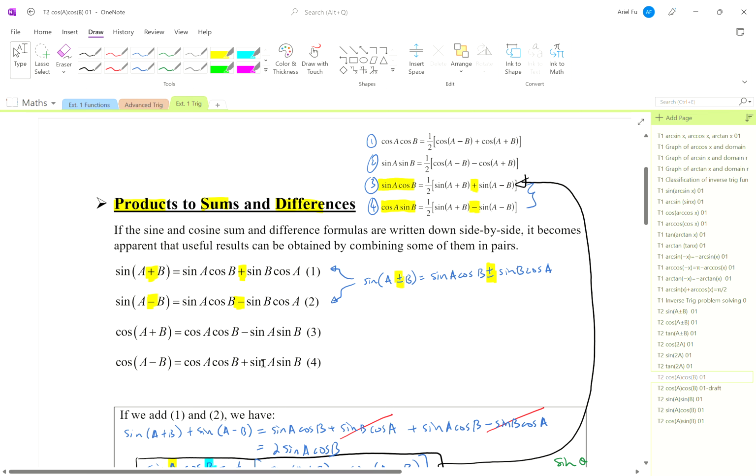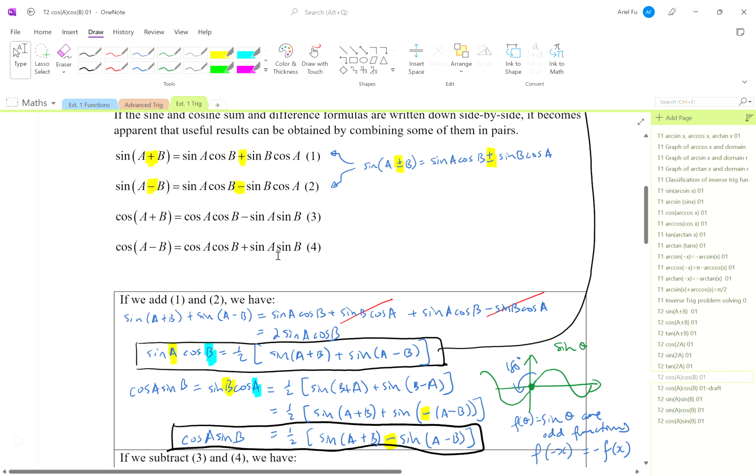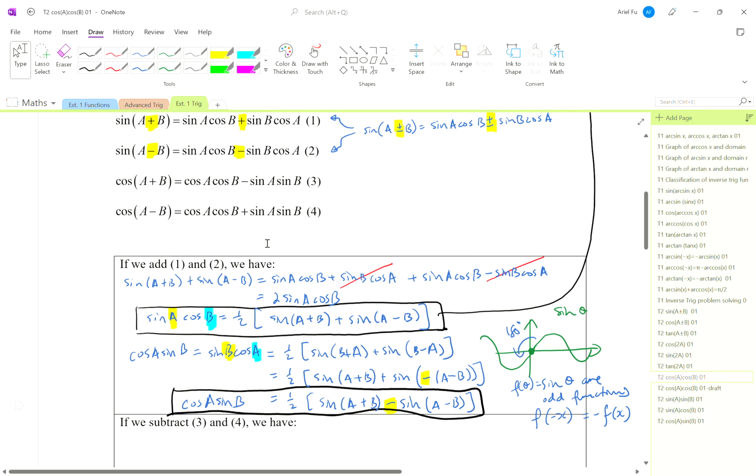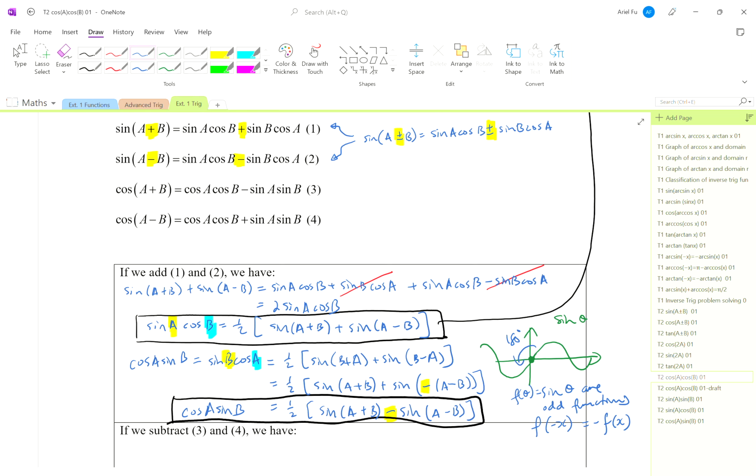To arrive at the first two results of product to sum and difference. Okay, what we're going to do is we're going to add and subtract the last two. So again, these two identities, they come from the compound angle formula from before.